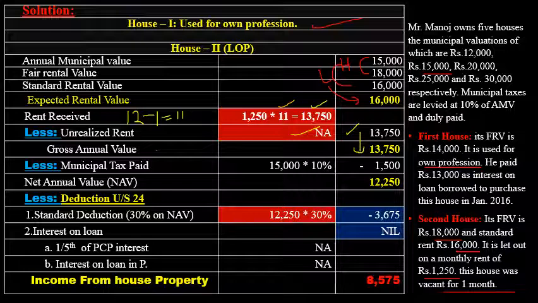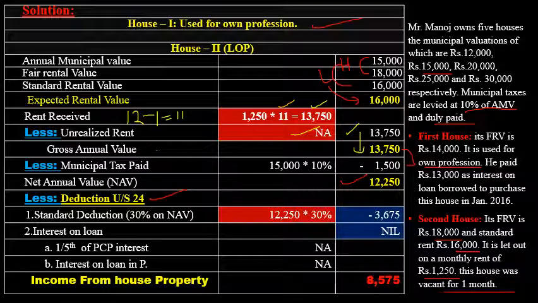Next, municipal tax. The municipal tax is 10% of annual municipal value. So municipal value of the house is 15,000. 15,000 into 10%, it is 1,500, and which has been paid in the previous year. So gross annual value less municipal tax, the balance amount is called the net annual value. So net annual value of the second house is 12,250, 13,750 minus 1,500.